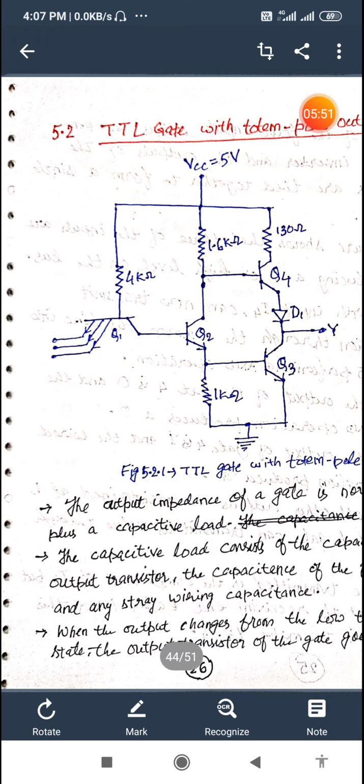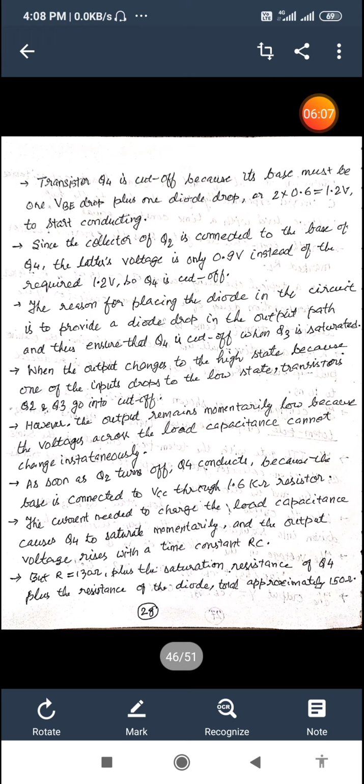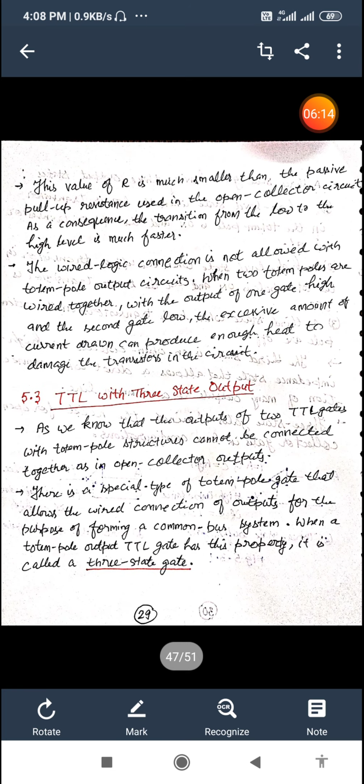The wired logic connection is not allowed with totem pole output circuits. When two totem poles are wired together with the output of one gate high and the second gate low, the excessive amount of current drawn can produce enough heat to damage the transistor in the circuit. So, this is about the TTL with totem pole output.